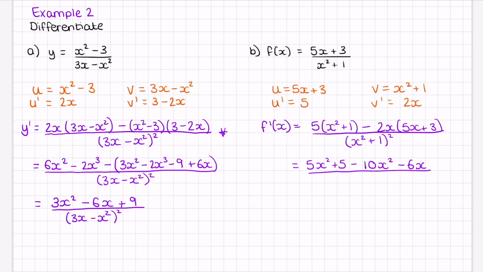And remember the denominator, just leave it as it is. And we've got 5x squared minus 10x squared will give us minus 5x squared. Plus 5 and minus 6x are left, so they just stay as they are. And that, once again, is all over x squared plus 1, all squared. And there's your derivative of that function using the quotient rule.